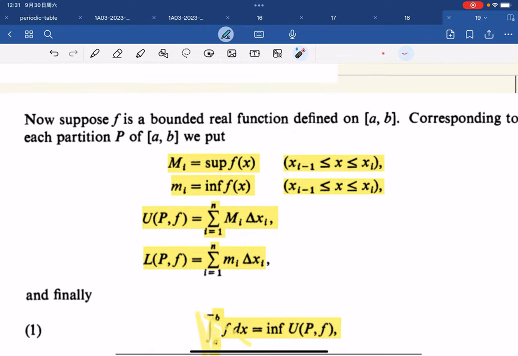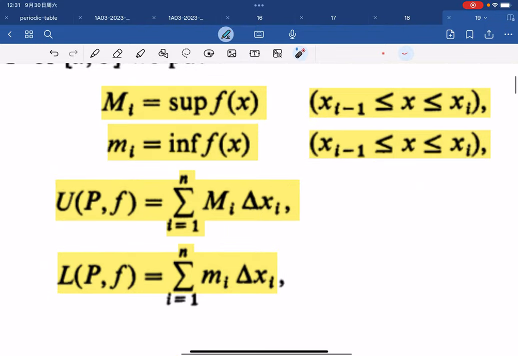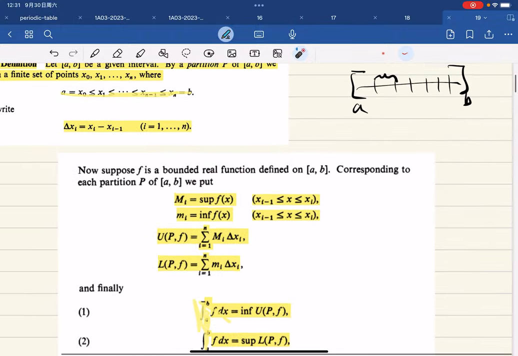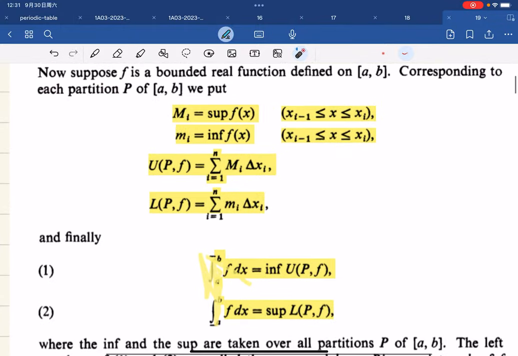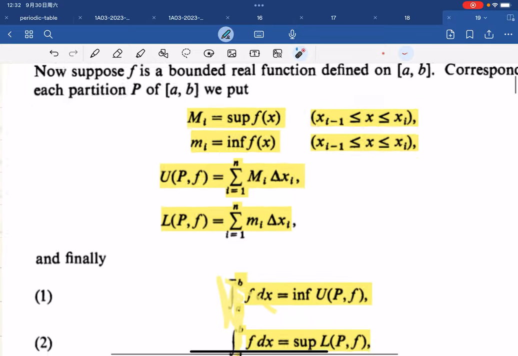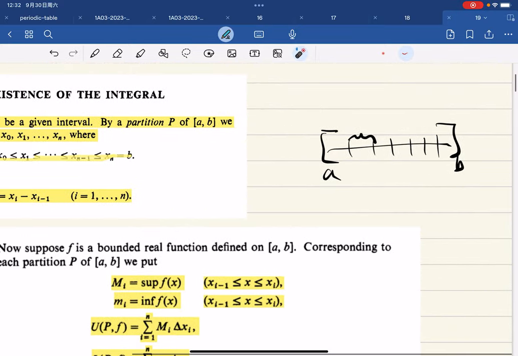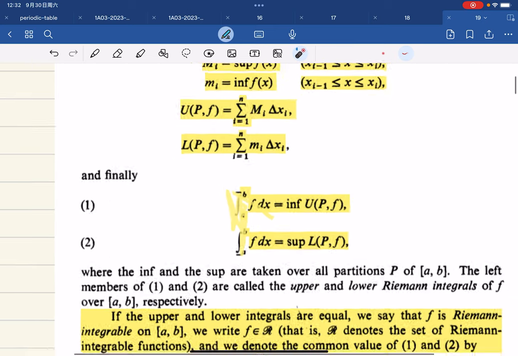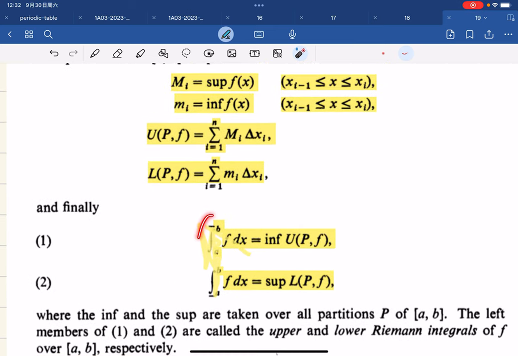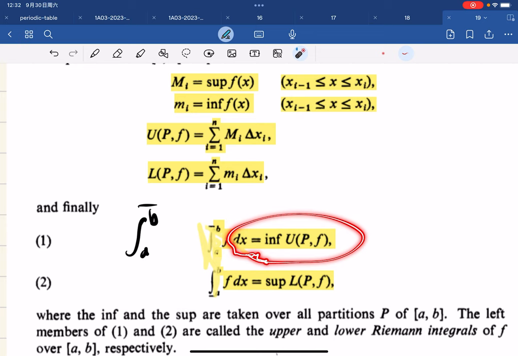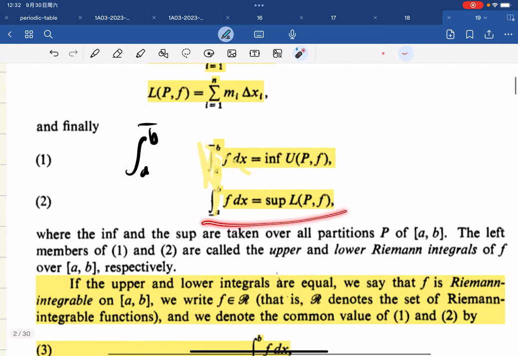And now we're going to define the upper sum to be written like this. So you add up all the sections. And similarly for the lower sum, you basically add up all the lower bounds. Then we define the upper integral to be the infimum of the upper bounds, which is the greatest lower bound of the upper sums, and the lower integral to be the least upper bound of the lower sums.